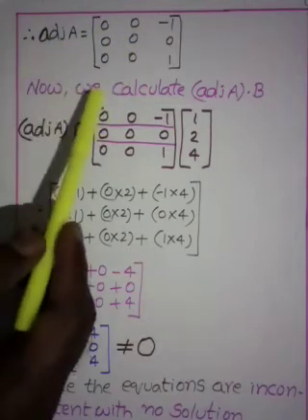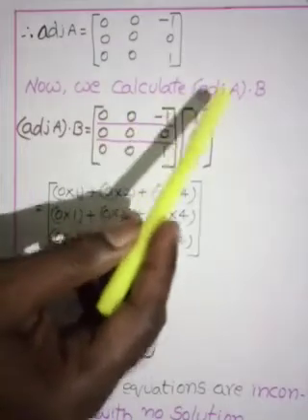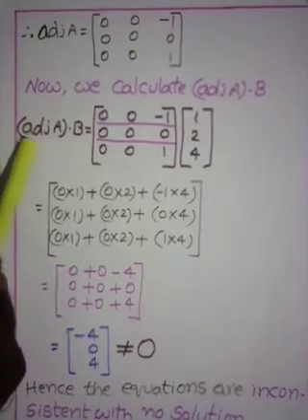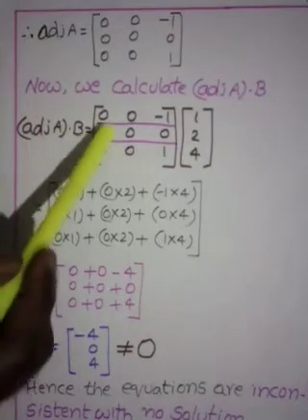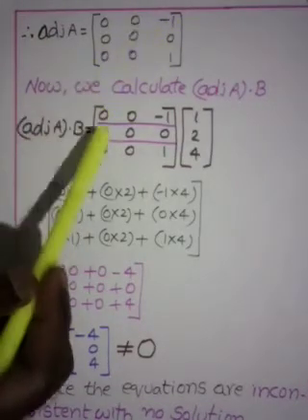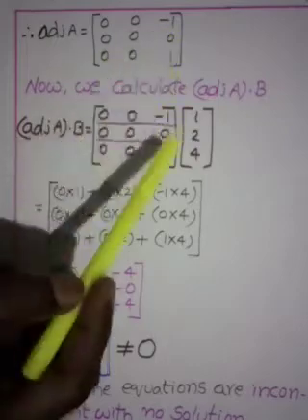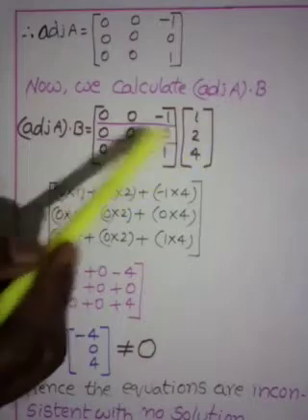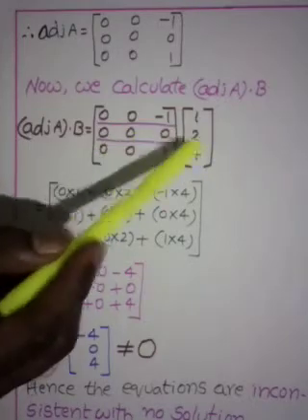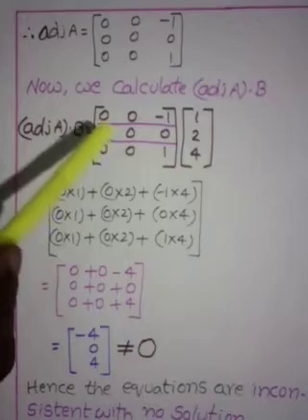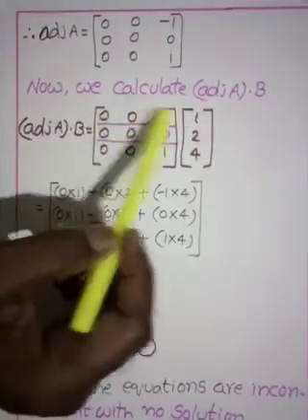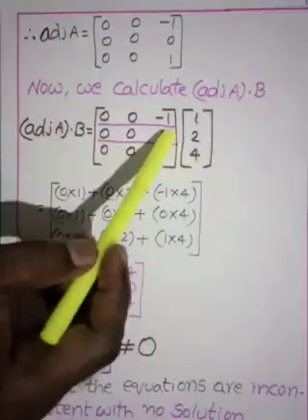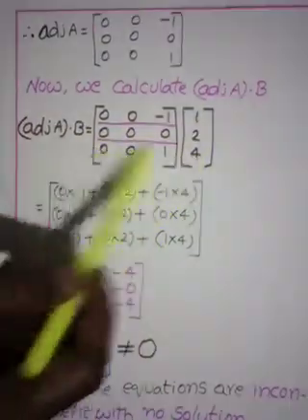Right. Now we have to calculate adjoint A into B. What is the adjoint A? 0, 0, minus 1, 0, 0, 0, 0, 0, 1. I wrote this matrix as it is. Here I am writing the B matrix. Now we have to multiply these two matrices. You know how to multiply two matrices. You take the first row with the first column, after that the second row with the first column, third row with the first column.